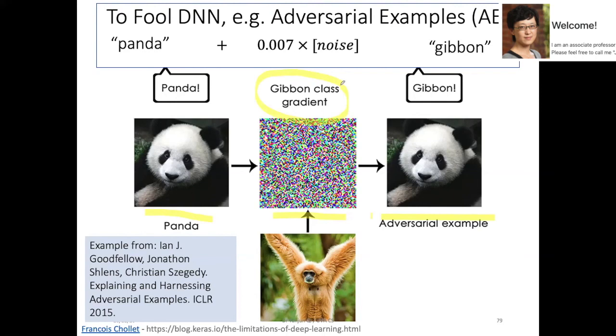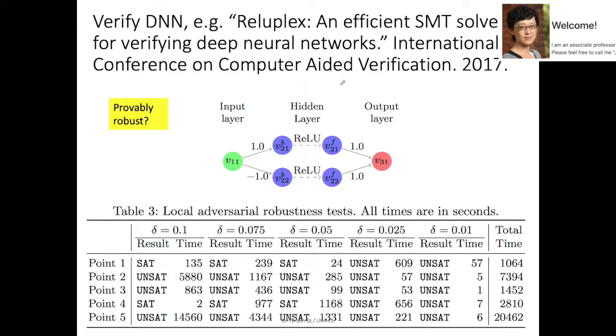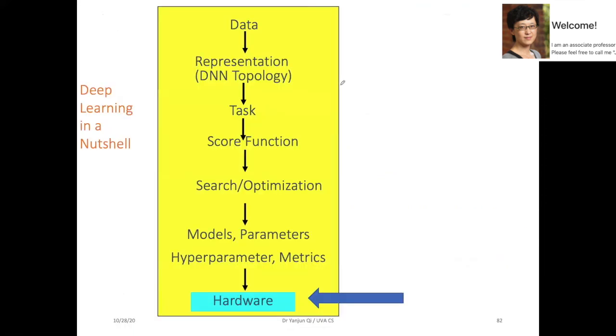Feel free to check out related papers, just search for adversarial examples. There are many more examples like this. Then people started to use verification, to think about whether we can verify that some model is probably robust. There is also a lot of work here. It's a very hot research topic. Okay, so that's nine trends already.